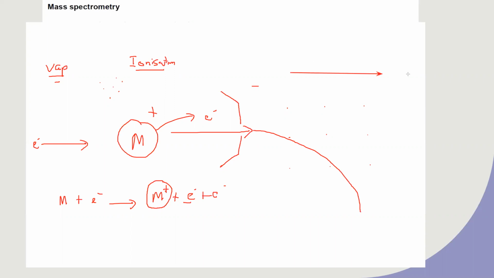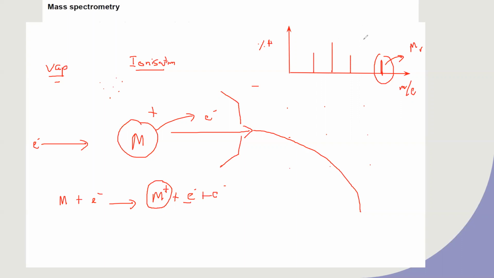The last step is detection. On detection, on the x-axis we have mass to charge ratio, and on the y-axis we have relative abundance or percentage abundance. So we will get a peak. The highest value of mass to charge ratio is called the molecular ion peak. It means that we detect the whole molecule. But practically, when we use this mass spectrometer for a molecule, it does not give one peak; it gives multiple peaks.